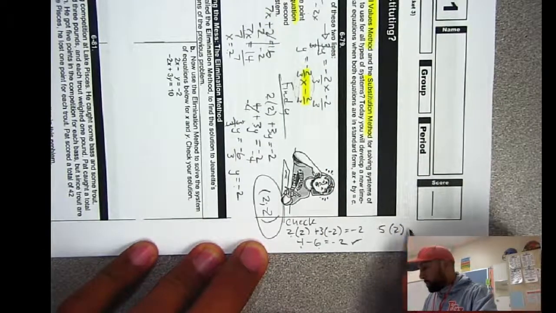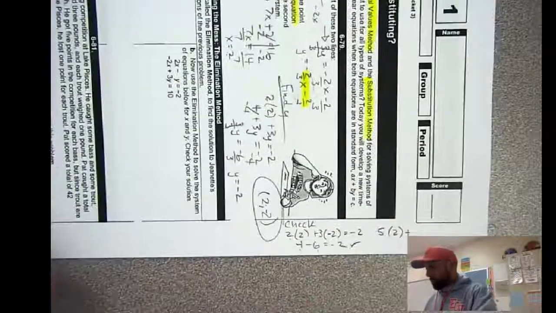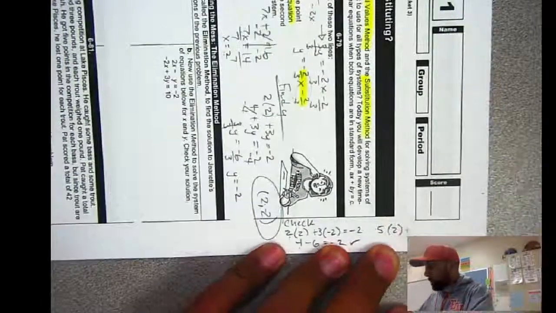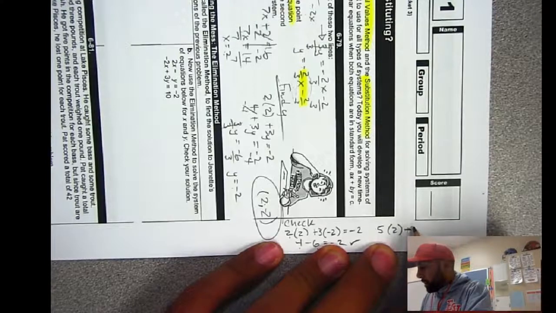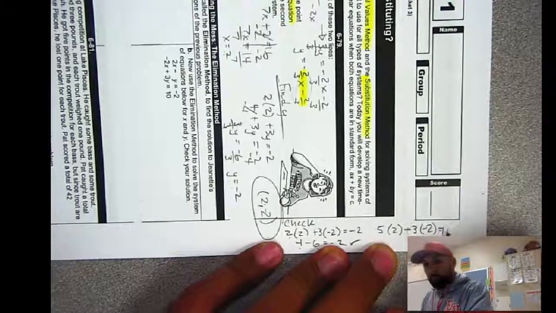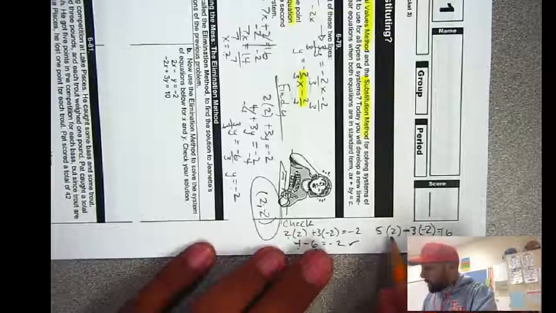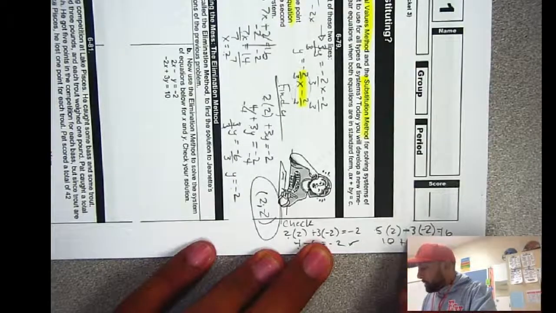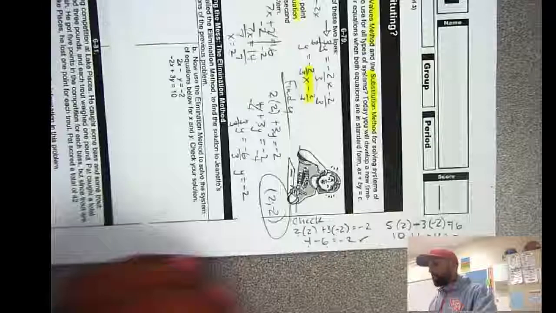5 times 2 plus, or sorry, not plus, minus, it's minus 3y. So 3 times the y, which is -2, equals 16. Okay, so now I got 10 plus 6. Does that equal 16? Yes, so that is the right answer.